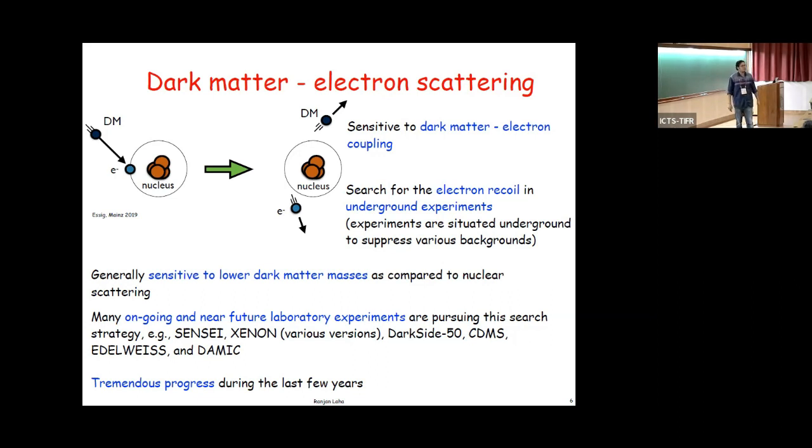And the next slide, I will show you how low. And there are many ongoing and near future laboratory experiments trying to pursue this strategy, right? For example, the Sensei, Xenon, various versions of Xenon, Darkside 50, CDMS, Edelweiss, Dumic. And as I said, there has been tremendous progress, both from the theory perspective and the experimental perspective.